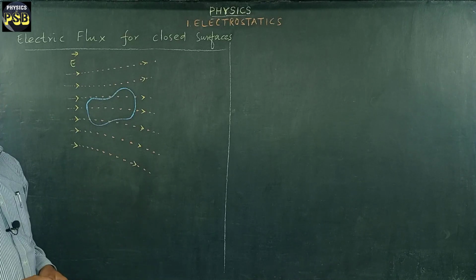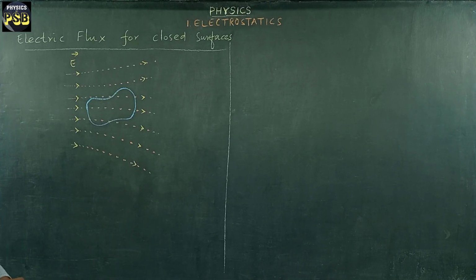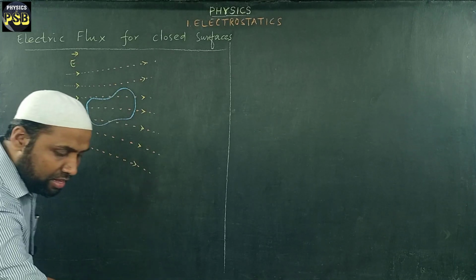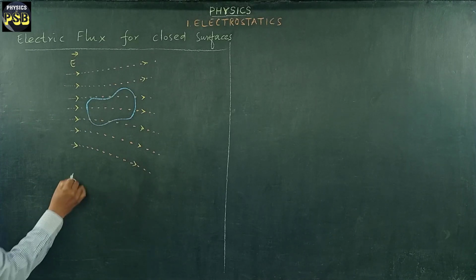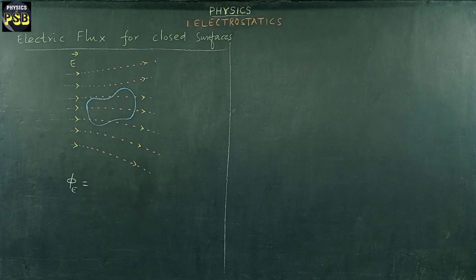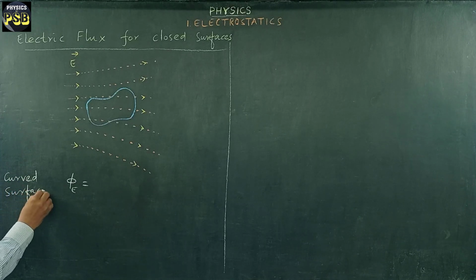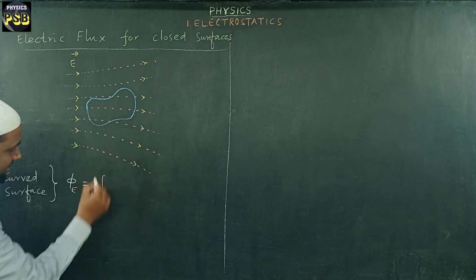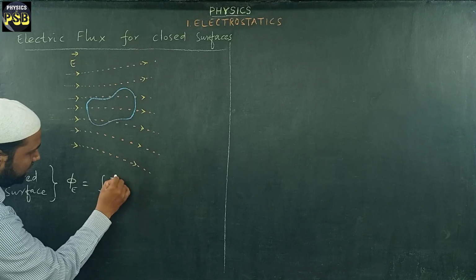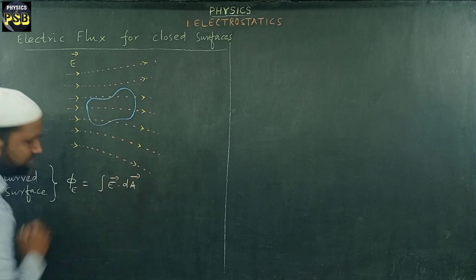Now, before going to get the expression for that, I will write the expression for electric flux for a curved surface. For a curved surface, electric flux is represented as the line integral of E vector dot dA vector.